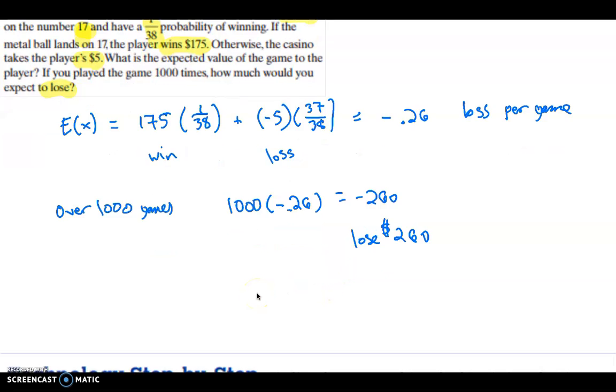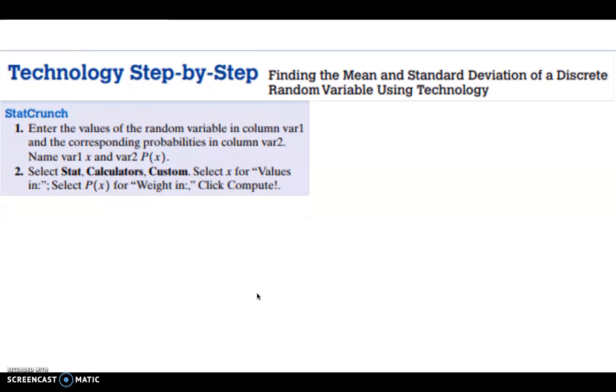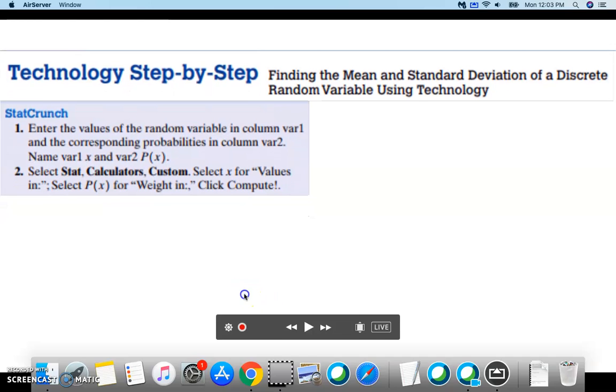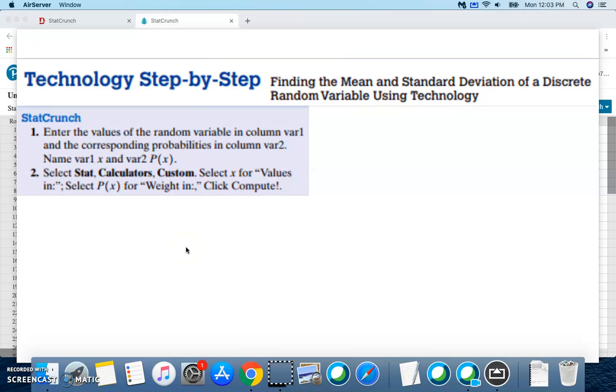So that wraps us up for this section. Here's a look again at how we did those calculations in StatCrunch. So if you need to double check that, feel free to look this over. But I did go through it in the video on how to graph those, and you can see the means and the standard deviations.